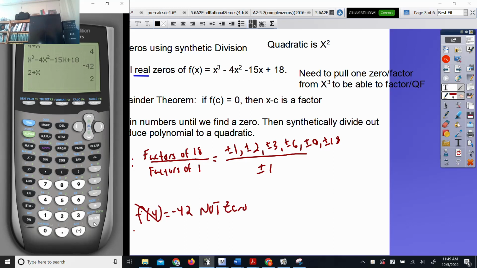Take a 2, store to X. The nice thing about storage features, you can just press that magical up arrow until you have your equation. Nope. F of 2 is negative 20.